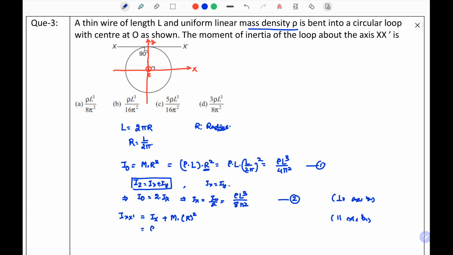It is rho L cube by 8 pi square. Mass of the ring M is rho into L, and radius from the formula is L by 2 pi, whole square. So this will be equal to rho L cube by 8 pi square plus rho L cube by 4 pi square. On simplifying it, we will get 3 by 8 rho L cube by pi square. Hence option D is the correct option.